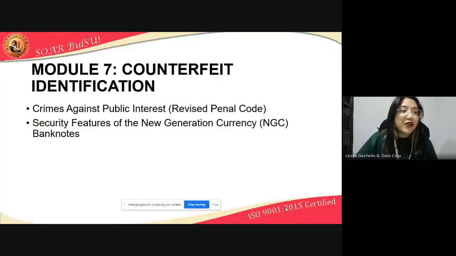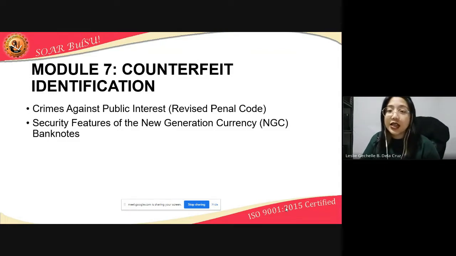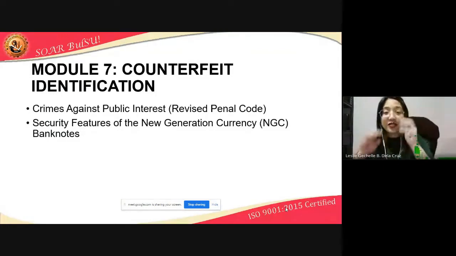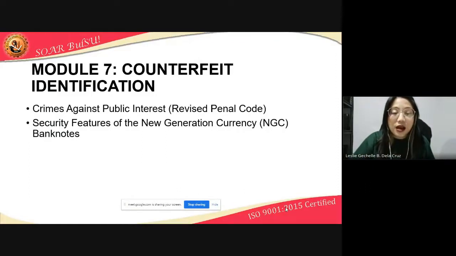So for Module 7, this is counterfeit identification. This is divided into two parts. Crimes against public interest under the revised penal code. Pero pumili na lang ako yung mga mahalaga talaga, yung mga kakailanganin ninyo na dapat alam ninyo. And security features of the new generation currency banknotes. Ito yung security features ng pera na meron tayo, na ginagamit natin.